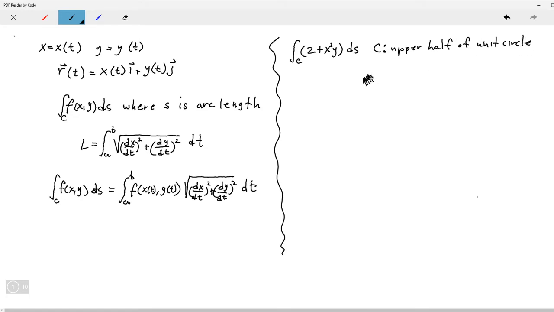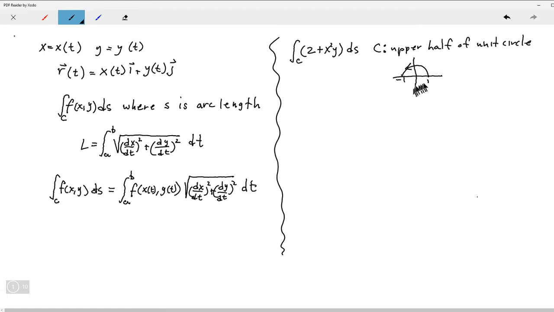Now, I always like to graph my path. It helps to see what's going on. So the upper half of the unit circle is like this. When we traverse the unit circle, we always traverse it in the anti-clockwise direction. So that means my path is going this way.